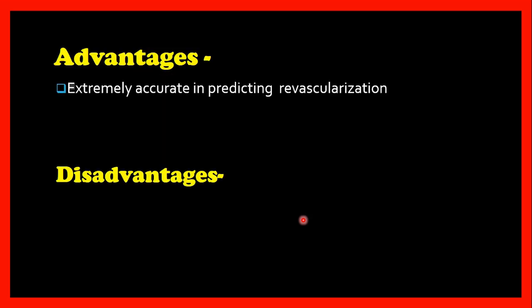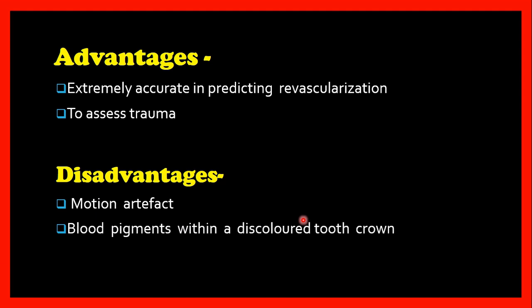It has certain advantages, like it is extremely accurate in predicting revascularization status and assessing trauma, but it has certain limitations, like motion artifact due to uncontrolled movement of the probe when it is placed over the tooth, and the blood pigments within a discolored tooth crown can also interfere with the laser light transmission.